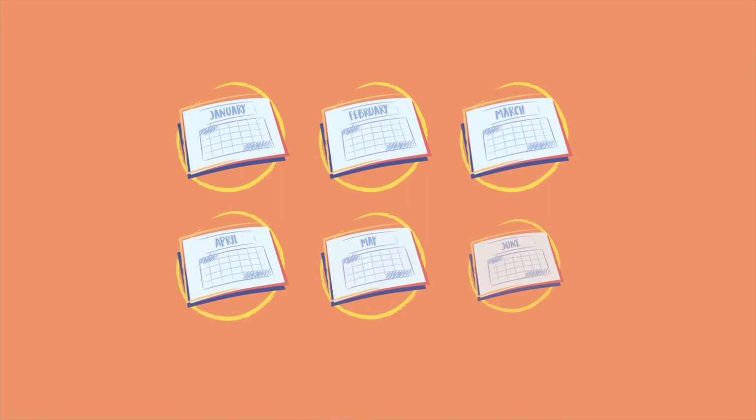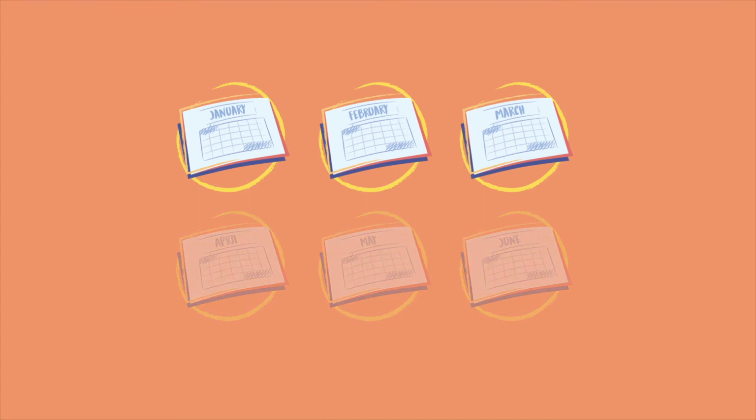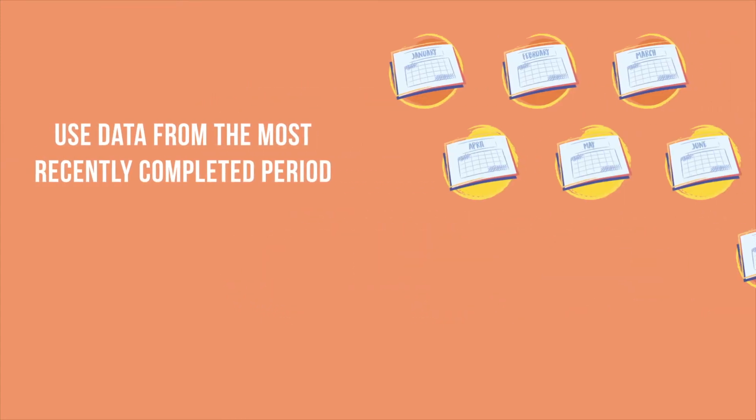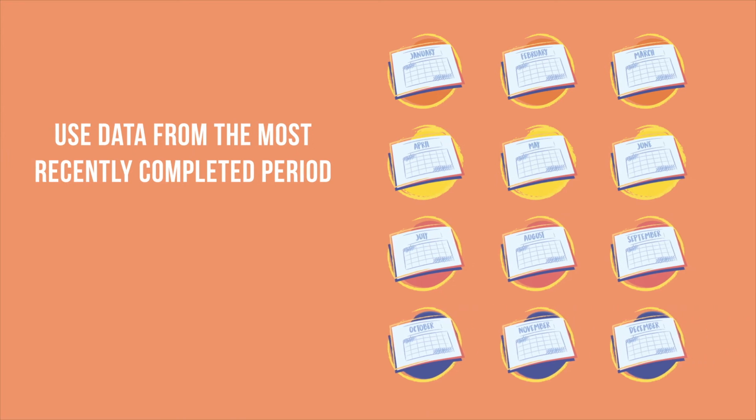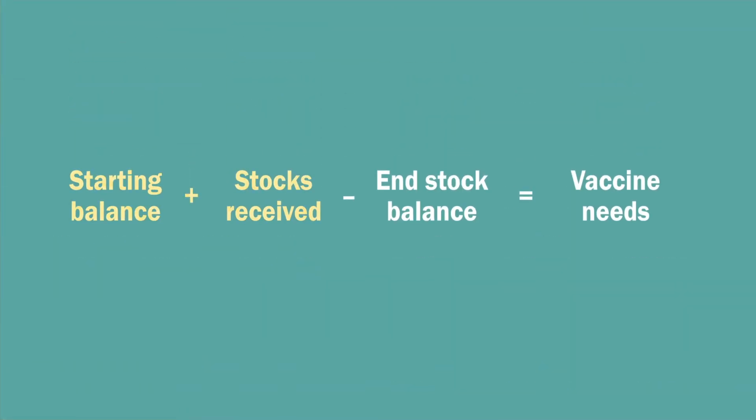Let us use this formula to determine OPV needs based on previous consumption in the previous period, in this case the last 3 months. Use data from the most recently completed period. You should repeat this calculation with the most recent data every time you estimate needs for a new period, in this case every quarter. First, add your starting stock balance to the additional stocks you received during the last quarter. This gives you the total number of available doses during the last quarter.